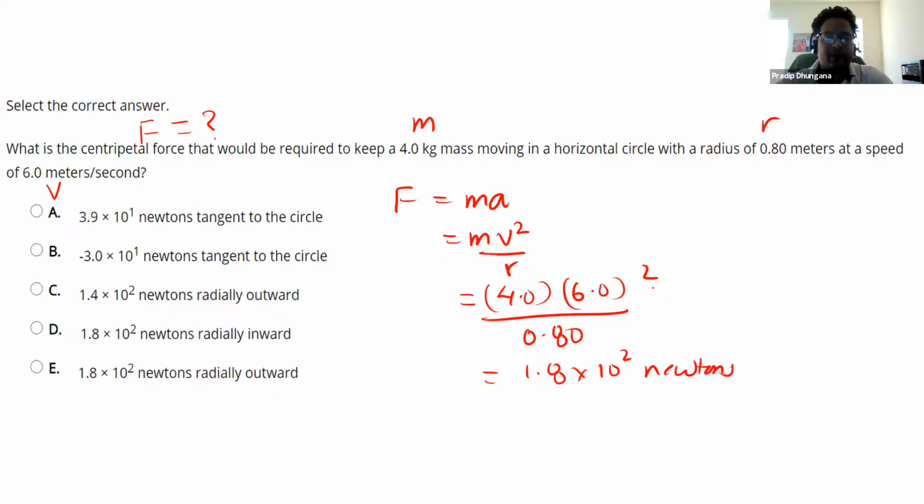And then centripetal force always acts radially inward. So you do have two choices, you can see here D and E. E is incorrect because centripetal force does not act radially outward. It always acts radially inward. Let's see from the diagram as well. It acts radially inward. I'll pause here for some time. If you have any questions, please let me know.